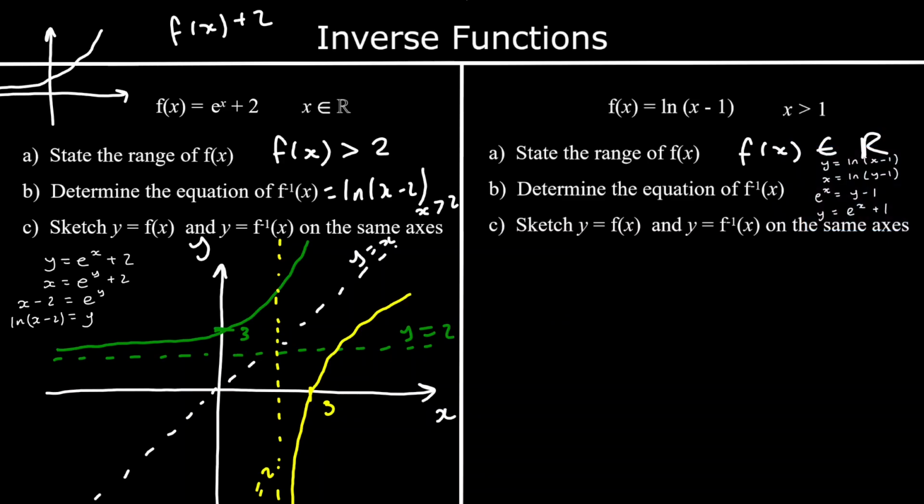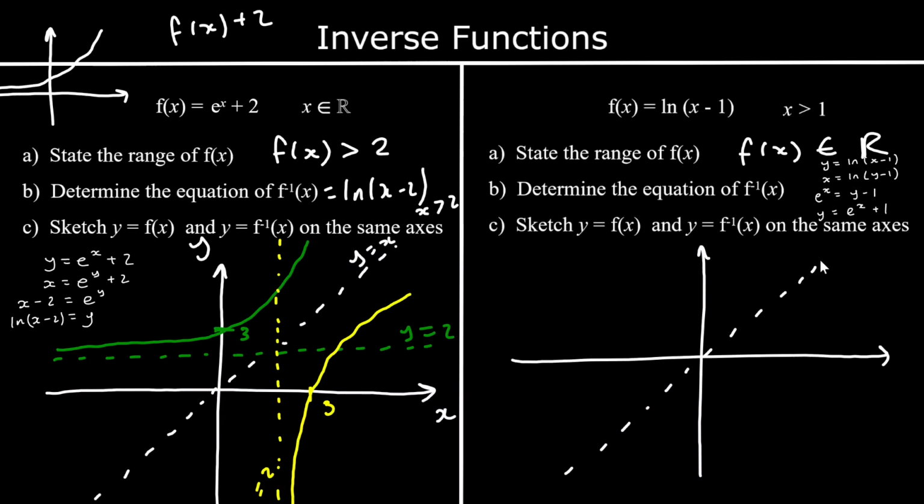And we're going to sketch the graphs. So again, a reflection in the line y equals x. I prefer drawing my e graph, so I'm going to do that first. So e to the power of x plus 1. So the asymptote is moved up to y equals 1. It's going to cross at 2. So it's this graph.